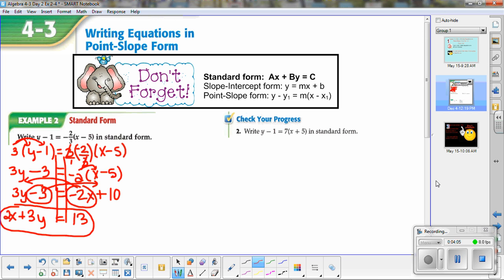All right, why don't you pause the video and try the next one on your own? This one's a little bit easier because I don't have that fraction, so I can just go ahead and do the distributive property right away. So on the left side, I have y minus 1. And on the right side, I have 7 times x, which is 7x, and 7 times 5, which is 35, and it's positive, so it'll be plus 35.